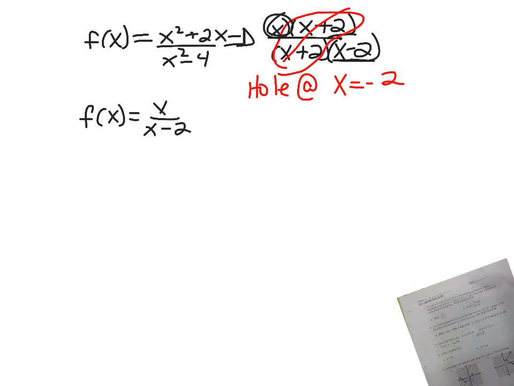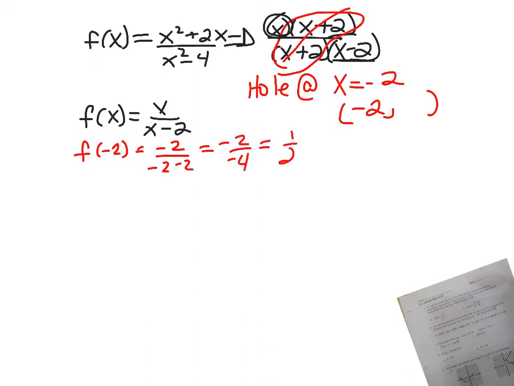All right, now, for the hole, you have to get the y value, so we know where to plot this, right? Because I know my x is -2, I have to get my y value. So you're going to plug in -2 for x, so it's f of -2. So it's -2 over -2 minus 2, which is -2 over -4, which is positive 1/2. So you could put 0.5 if you want. Okay, so there's my hole at 0.5.